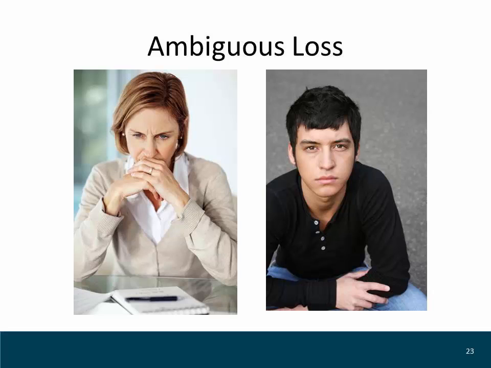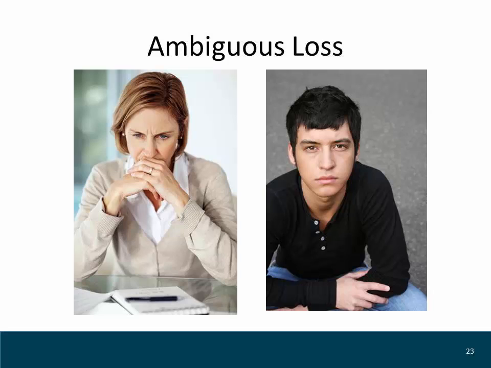There are 2 types of ambiguous loss. One type is when a person is physically missing but psychologically present in thought and memory. A loved one missing in action is one example of this type of ambiguous loss, and others include displacement of family members due to divorce or the kidnapping of a family member.